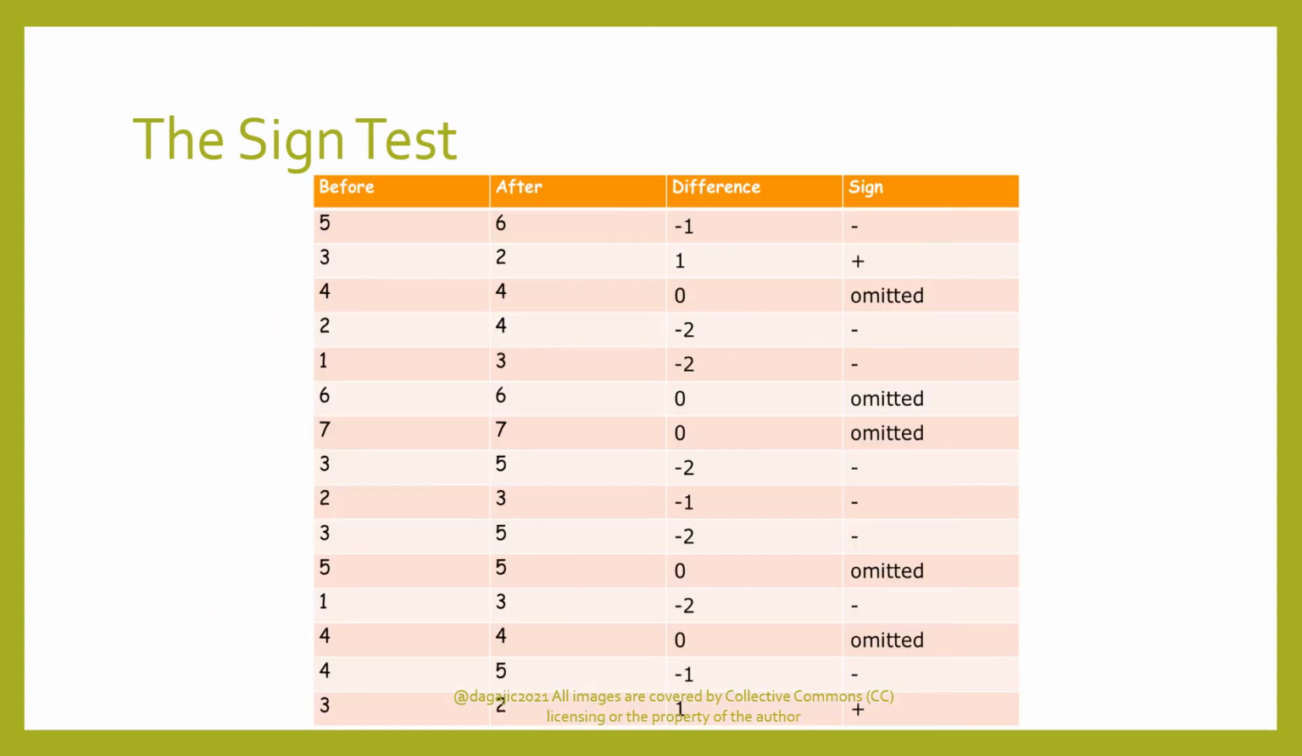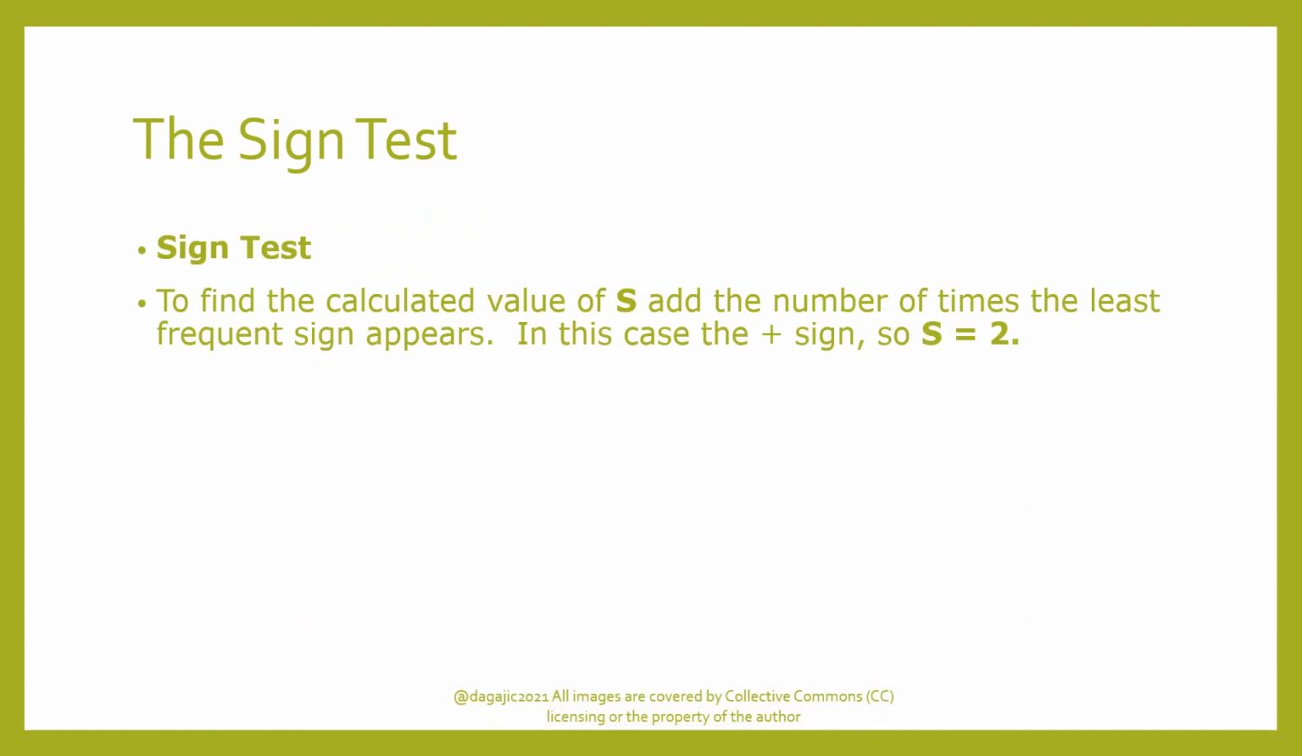You can see here we've got our before scores and our after. And then we've got our differences. So 5 take away 6 is -1, etc., etc. Now we leave out the scores with no change. So in this case, there was 5 that we're going to leave out. And you can see that we've got 1, 2, 3, 4, 5, 6, 7, 8 minus signs and 2 plus signs. So our calculated value of S in this case is going to be 2 because it's the least frequent sign.